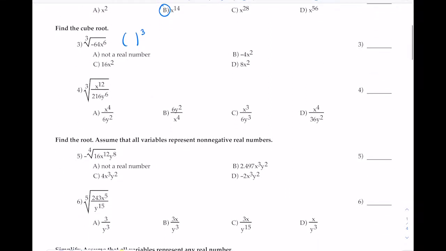So what number cubed gives you negative 64? And that would be a negative 4. Keep in mind, anytime you take the cube root or any odd root of a negative number, it will stay negative because an odd number of negatives will give you a negative answer. And then again, I'm going to take my index and divide it into my power, and 3 goes into 6 2 times. So my answer would be negative 4x squared.